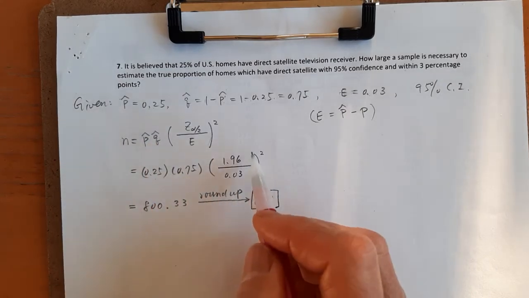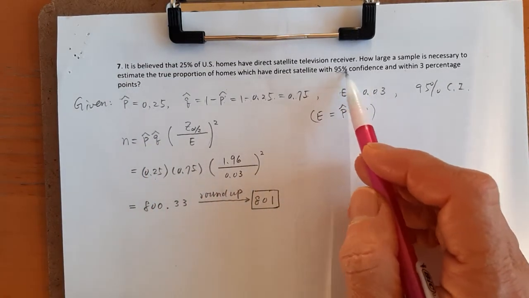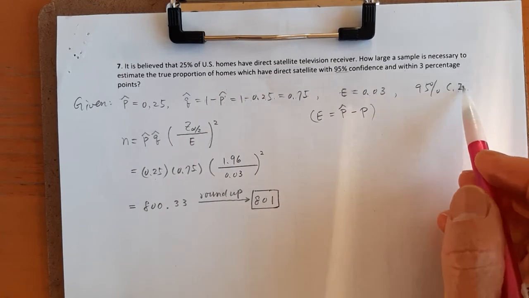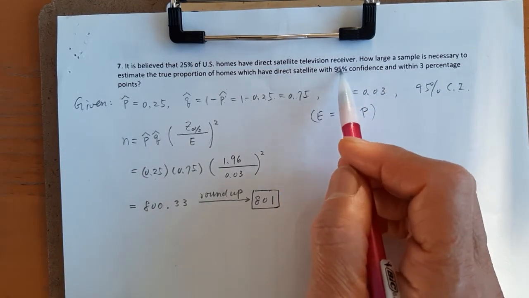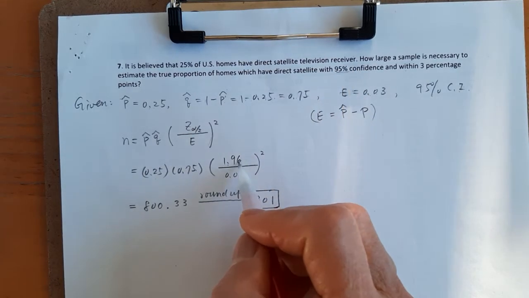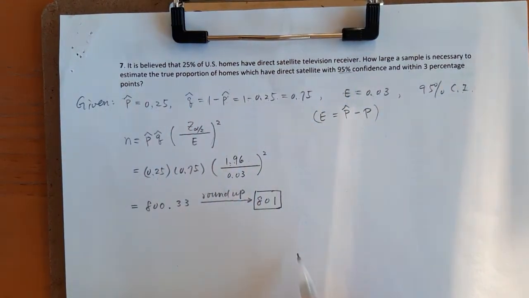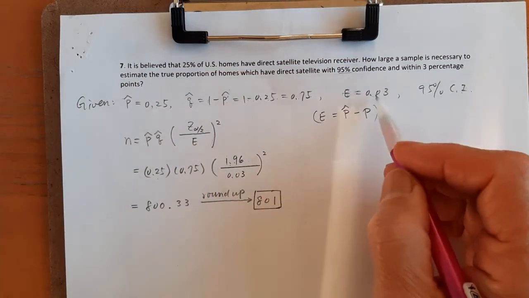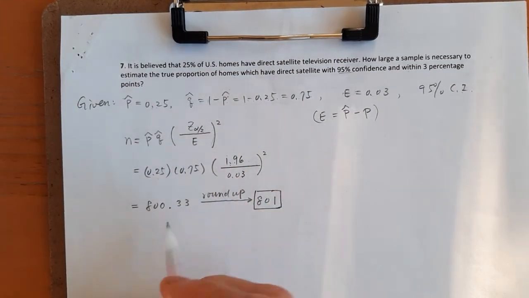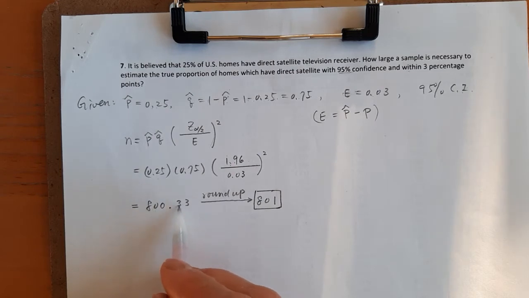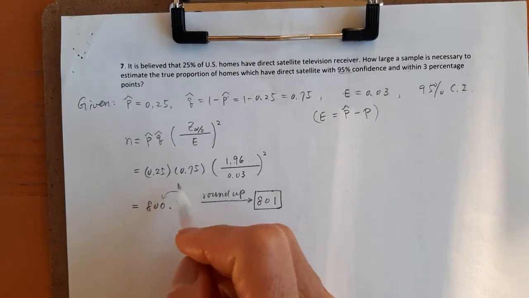Plug in. Here's a 95% confidence. We already know, we use this many times, 95% confidence, z-score is 1.96, divided by margin of error E, which is 0.03, and square it. And we get 100.33. And always round up.